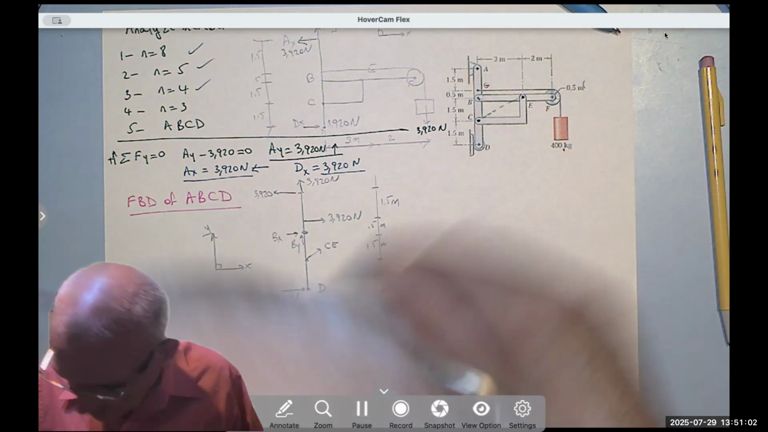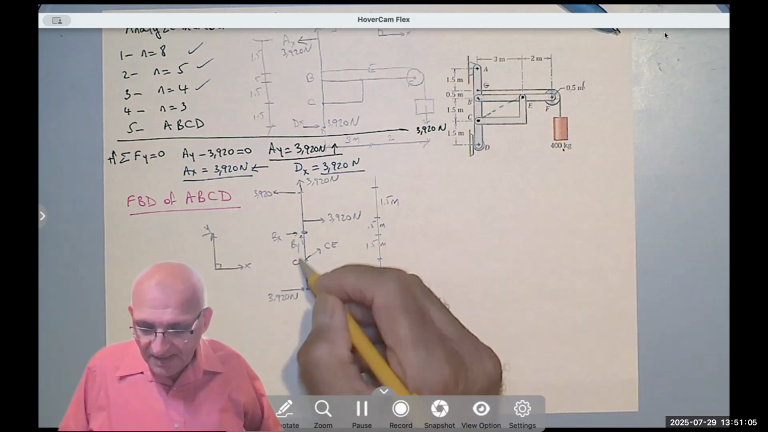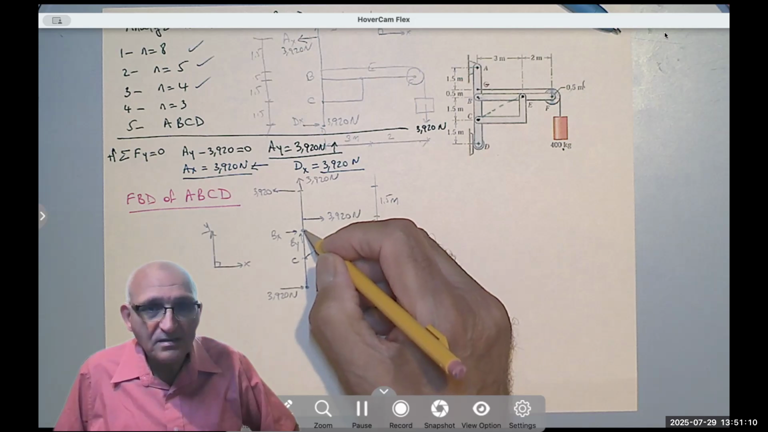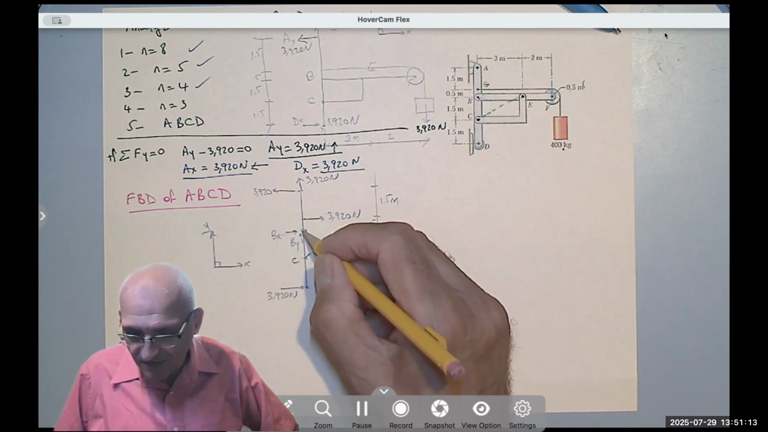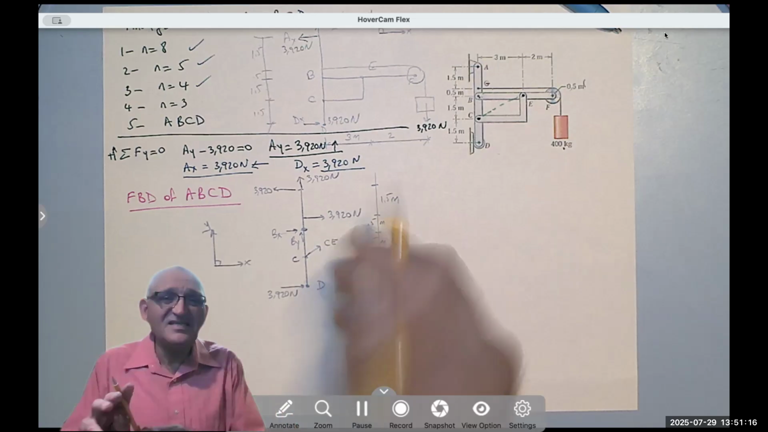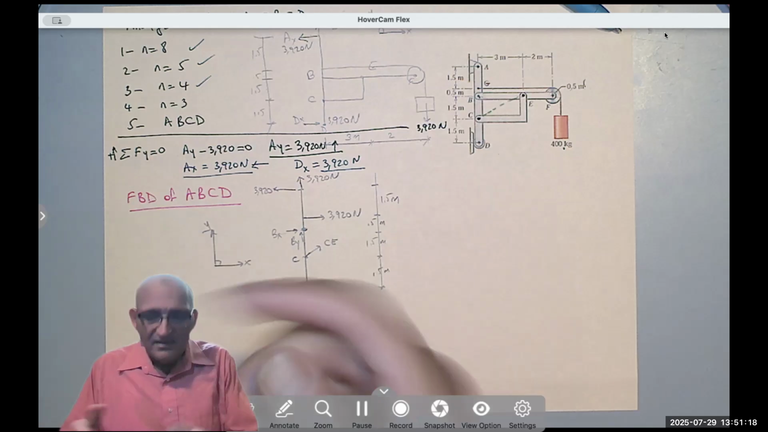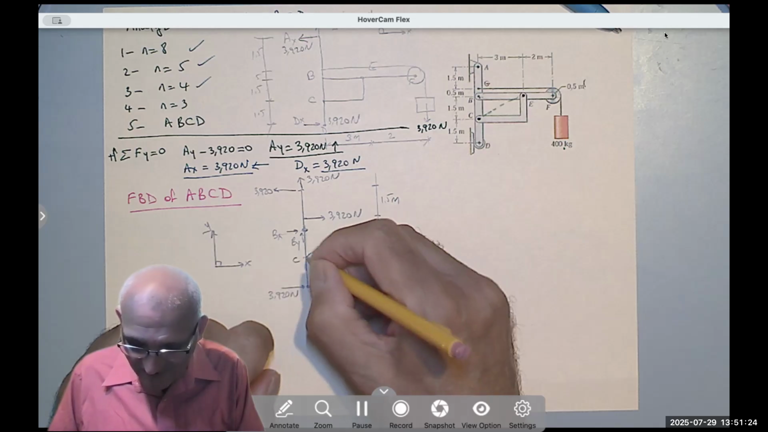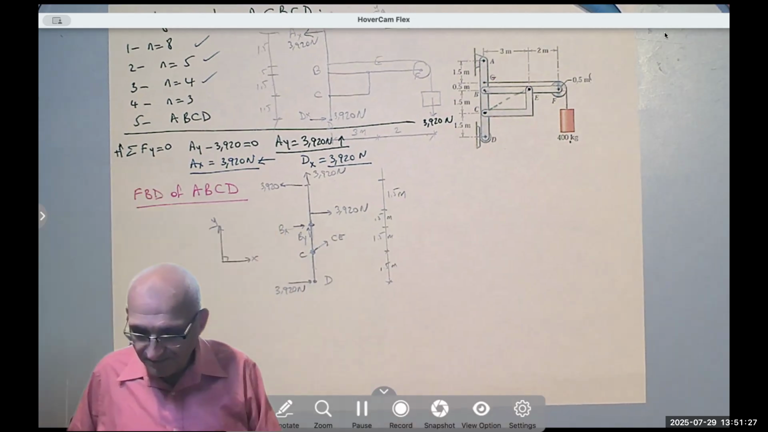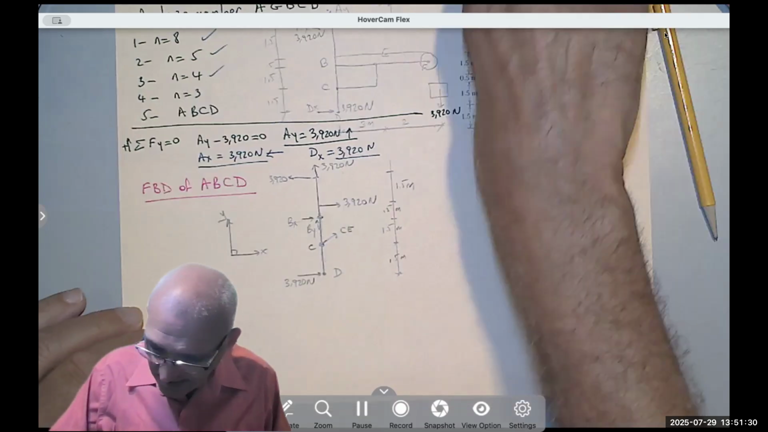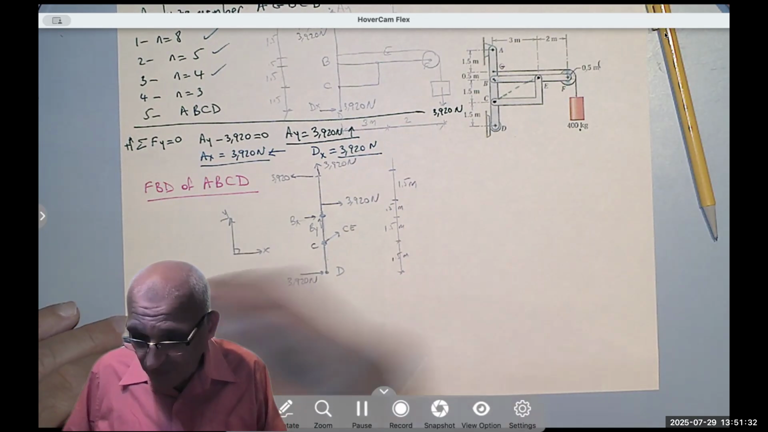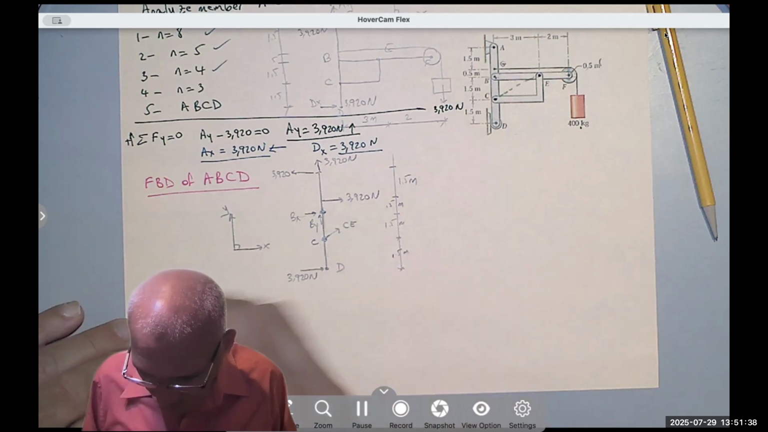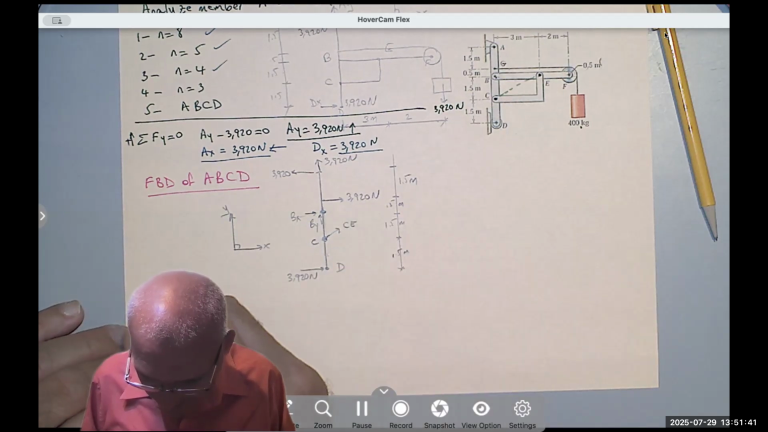I would prefer to take the moment about point C, while many students will take it about point B. Because they tell you, oh, there are two forces intersecting here, so when I take the moment, I can find C. But C is inclined, right? If you take the moment about C, By also passes through C. So the moment about C will have only one unknown. Taking the moment about C is the easiest, I believe.